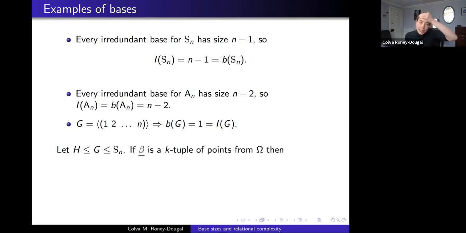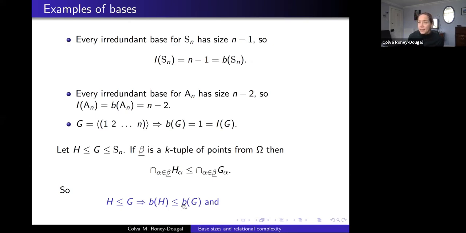If H is a subgroup of G and B is a k-tuple of points, the intersection of all of those point stabilizers in H is certainly a subgroup of the intersection of all of the point stabilizers of G, because H is contained inside G. So in particular, the minimal base size of H is at most the minimal base size of G, because if I get down to the identity with G, then I must have got down to the identity with H. And conversely, the irredundant base size of H is at most the irredundant base size of G, because if I'm dropping each time inside H, then I'm certainly dropping each time inside G, but I might have some points left over by the time I've finished using H.